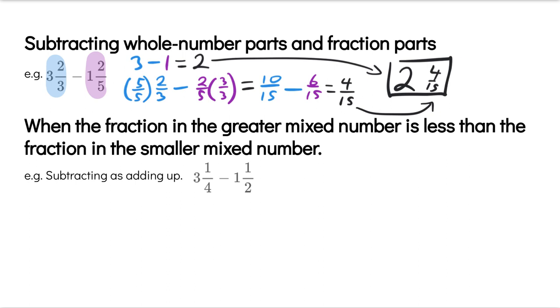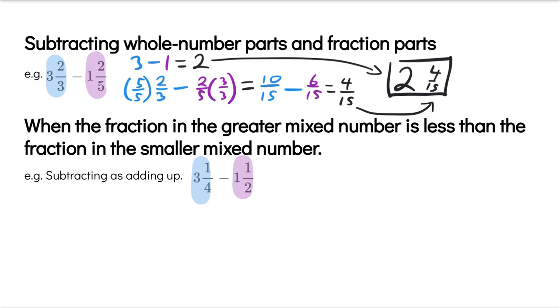Next, let's have a look down here where it says, when the fraction in the greater mixed number, here in blue, is less than the fraction in the smaller mixed number, here in purple. So when this happens, we're going to look at this as subtracting as adding up. What do we need to add to this term to get to this term? But of course, first we need equivalent fractions.